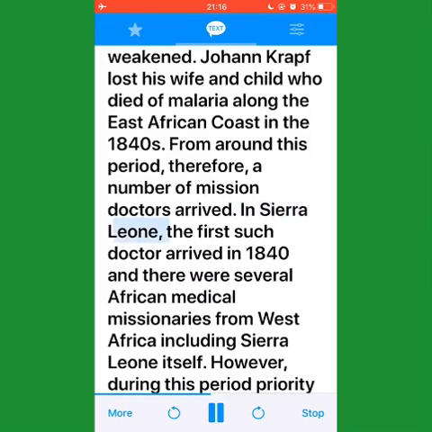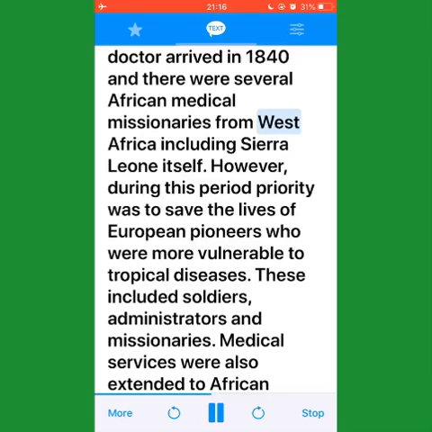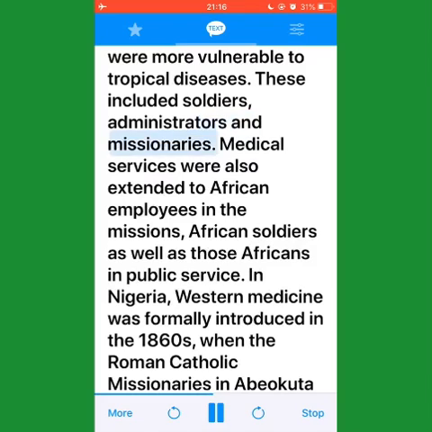In Sierra Leone, the first such doctor arrived in 1840 and there were several African medical missionaries from West Africa including Sierra Leone itself. However, during this period priority was to save the lives of European pioneers who were more vulnerable to tropical diseases. These included soldiers, administrators and missionaries. Medical services were also extended to African employees in the missions, African soldiers as well as those Africans in public service.